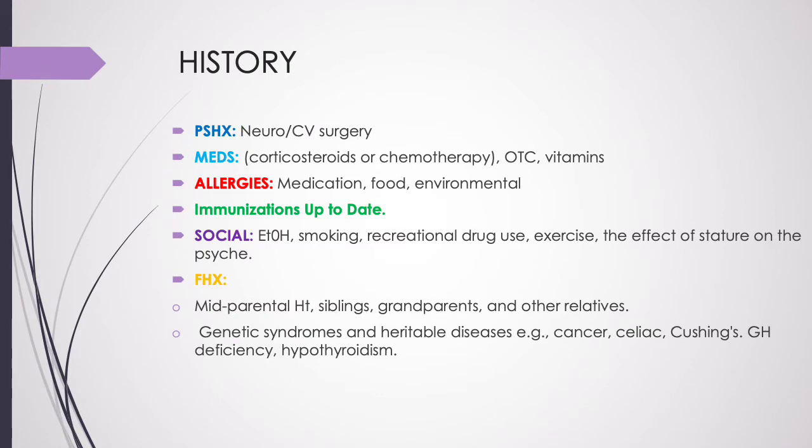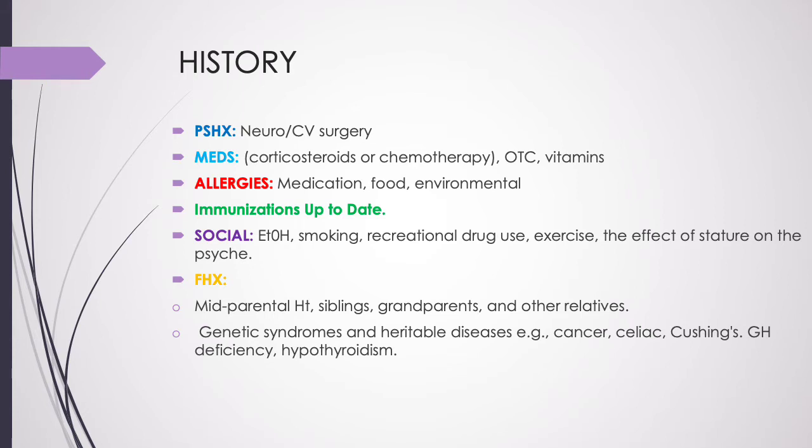In the past surgical history, we have to ask about neuro or cardiovascular surgery. Medication: you have to ask about corticosteroid or chemotherapy. We have also to ask about allergy to any medication or food or any environmental cause. In the immunization and vaccination, we have to ask if it's up to date or not, because it will give us an idea if the child is neglected or not. In the social history, we have to ask about alcohol, smoking, and recreational drugs in the family.